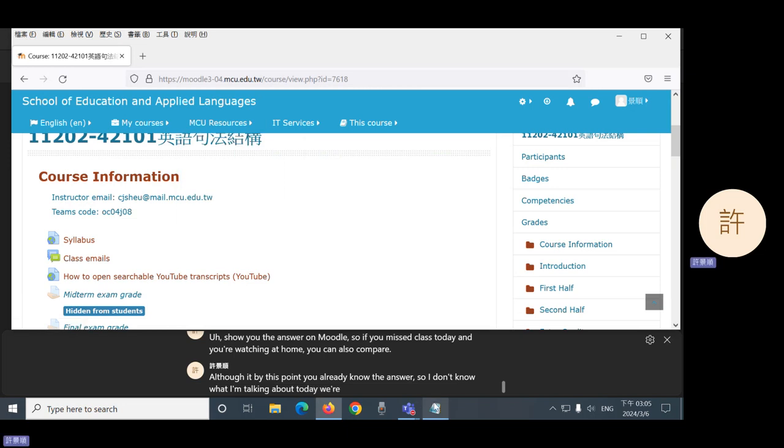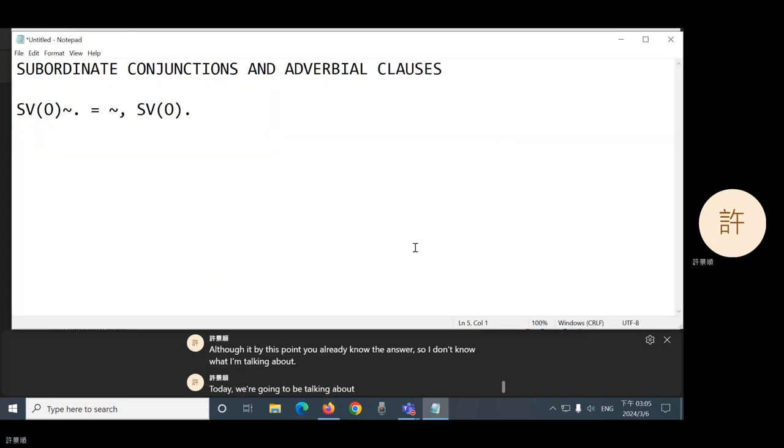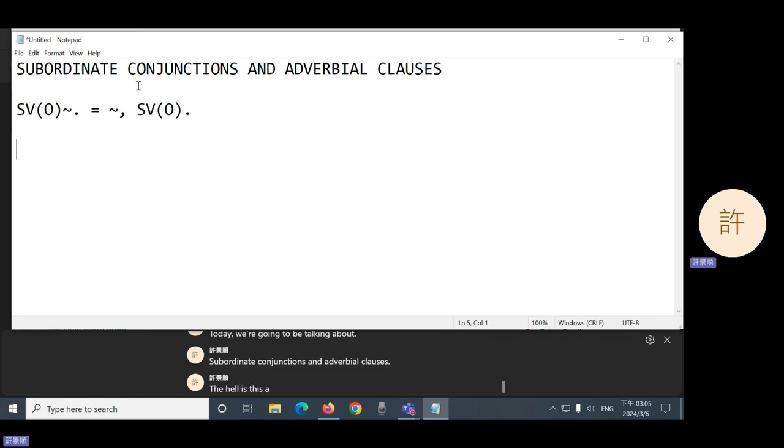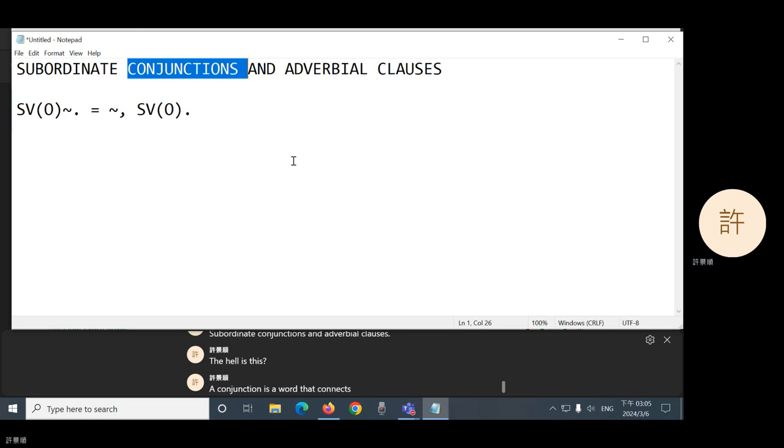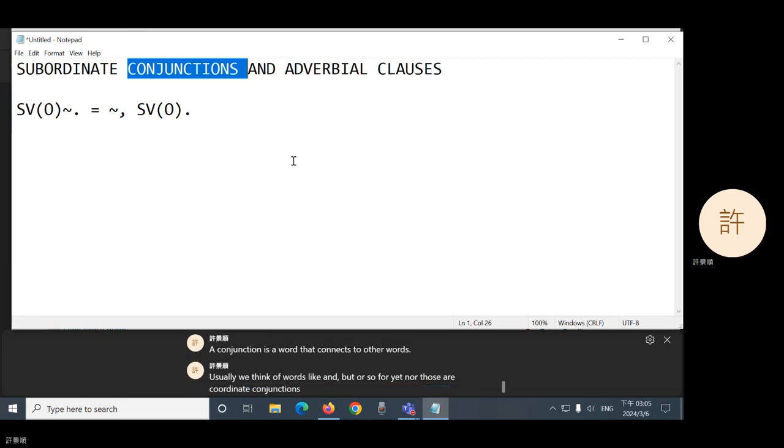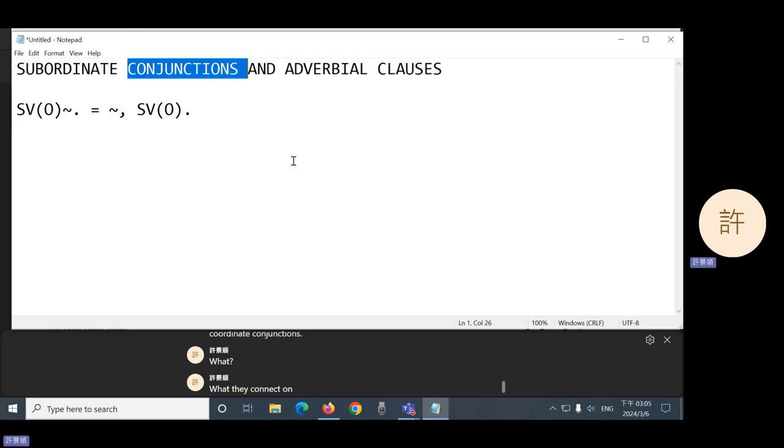Today, we're going to be talking about subordinate conjunctions and adverbial clauses. What is this? A conjunction is a word that connects two other words. Usually, we think of words like and, but, or, so, for, yet, nor. Those are coordinate conjunctions. What they connect on the left and on the right are equal in grammatical meaning.